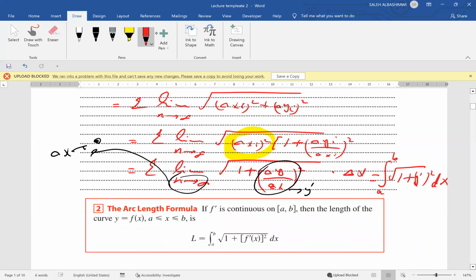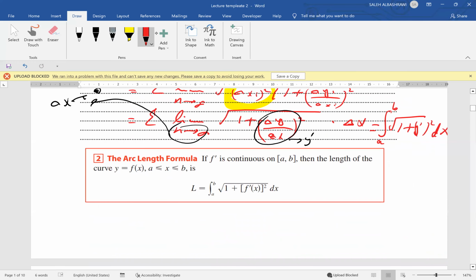Or we can write it formally. The arc length for a given function: if f prime is continuous on the interval a, b, then the length of the curve y equal f of x, where x is between a and b, is given by L equal to the integral of the square root of 1 plus f prime squared dx, and the limits are a and b. So this is the formula for the arc length. It is the definite integral from a to b of the square root of 1 plus f prime of x squared dx.